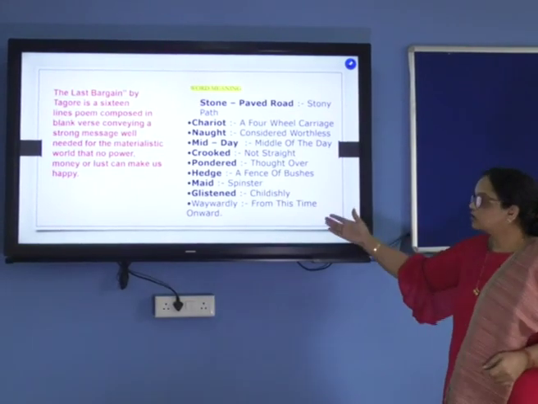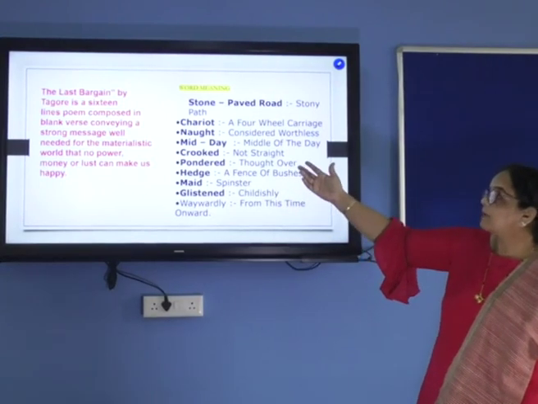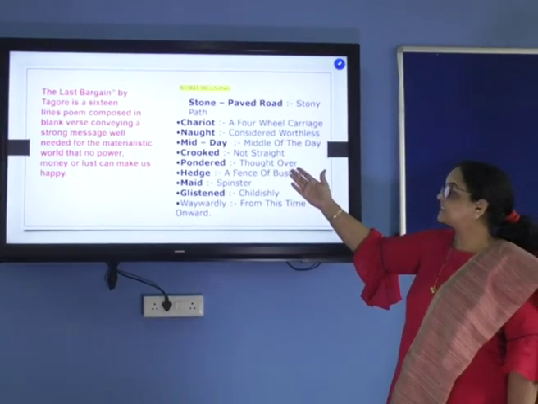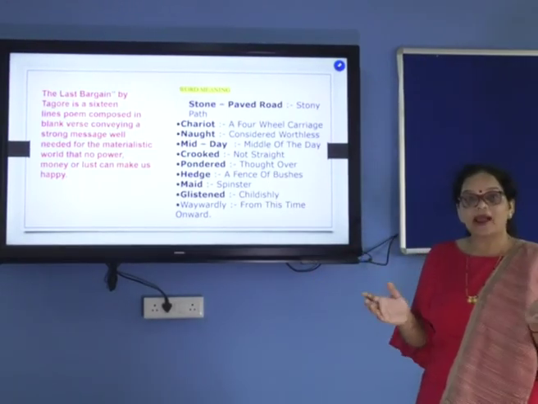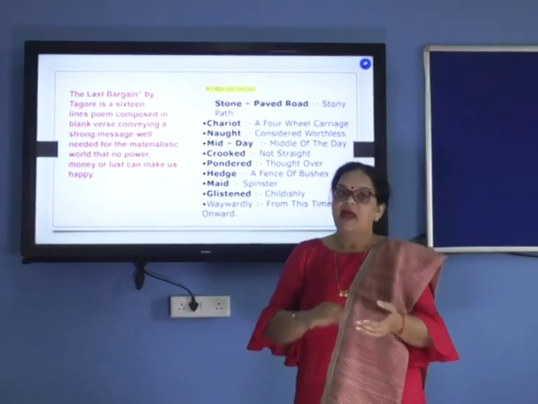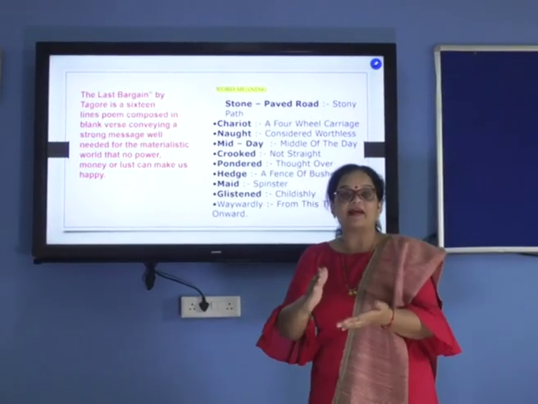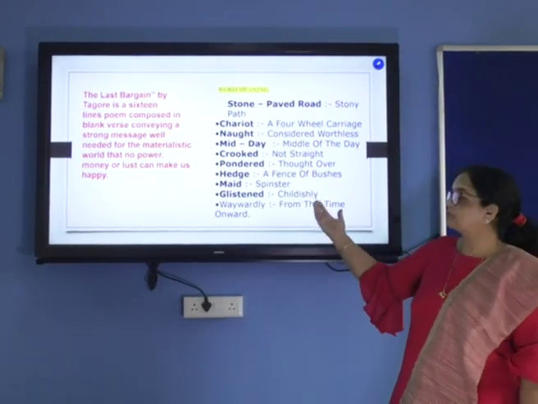Okay, these are also the word meanings and the message of the poem. The Last Bargain by Tagore is a 16-line poem composed in blank verse. What do you mean by blank verse? Blank verse means there is no rhyming scheme and the rhythmic pattern is also not the same in all the lines. So when we read, I will explain to you.